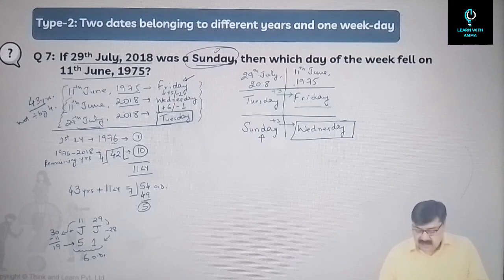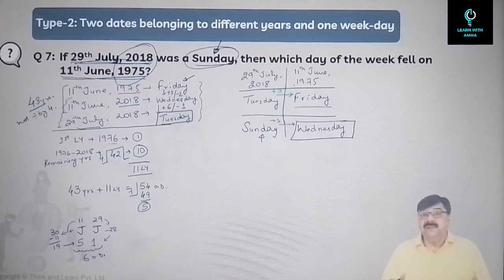So this is how, when you have to go back in time from 2018 towards 1975, you don't go back. You just simply go in the forward direction by assumption. So assume any day of the week for 11th June 1975. Accordingly, you will get a weekday for 29th July 2018. Compare that day with the original given to you in the question and see how many days of difference there are. Apply it like we did here to get your answer.